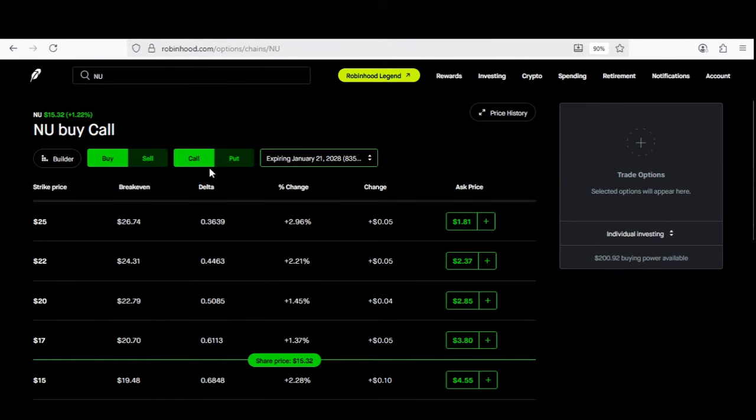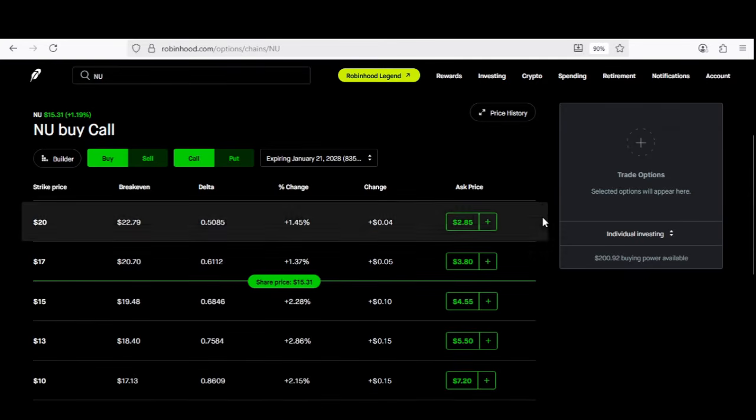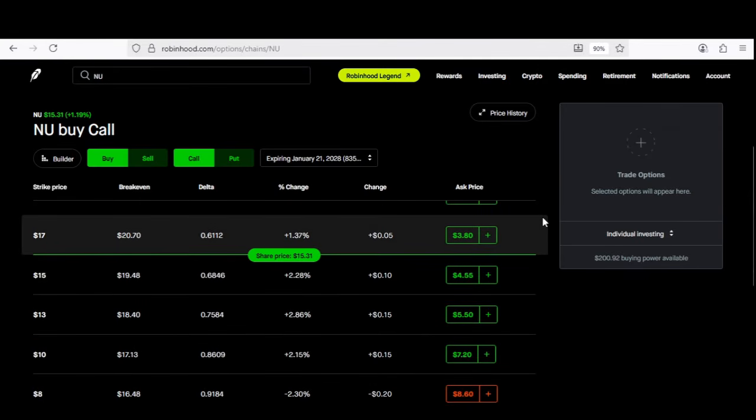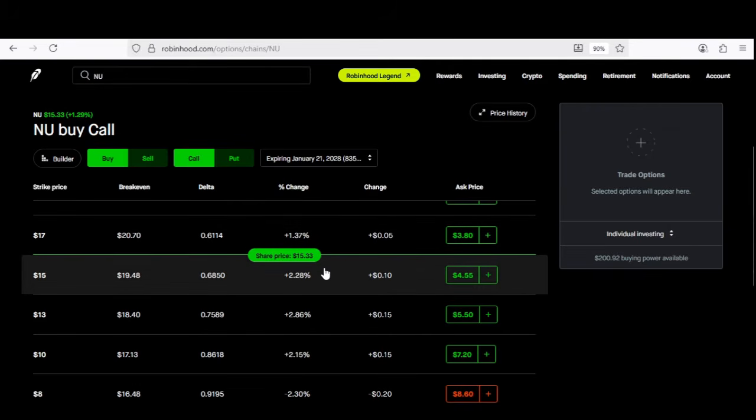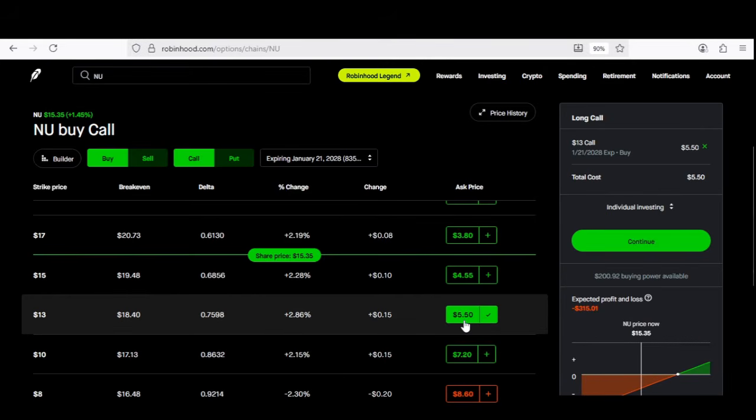Now that we have buy, we have call, and we have chosen a very strong expiration date, we're going to go ahead and choose our strike price. The strike price I'll be going with is going to be below the current share price. Remember, we just showed the current share price around $15.33. And remember, we also highlighted the 200-day moving average is around the 13-ish strike price. So I would be going with a $13 strike price, and that's going to cost me around $5.50.